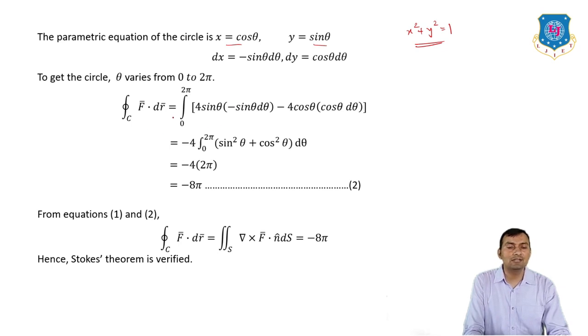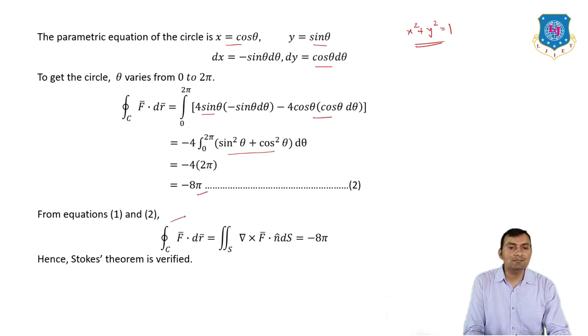So our single integration becomes the integration from 0 to 2 pi. This is our 4 times 1, so that is 4 sin theta into dx, so this is minus sin theta d theta, minus 4x, and this is the dy. So let us replace it, and after simplifying this, with sin square theta plus cos square theta equal to 1, the integration with respect to theta gives theta, but the limit is from 0 to 2 pi, so it will be 2 pi, so you will get minus 8 pi.